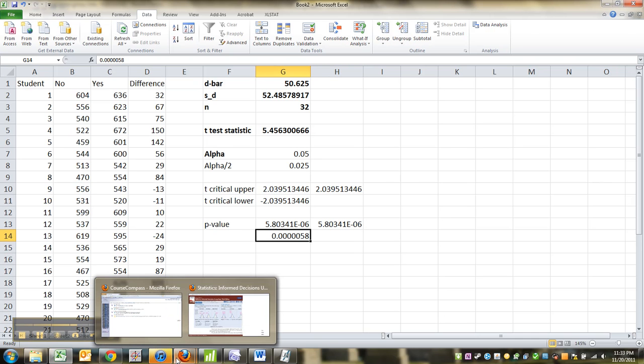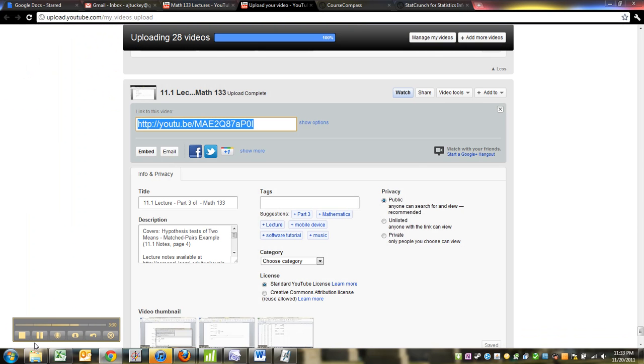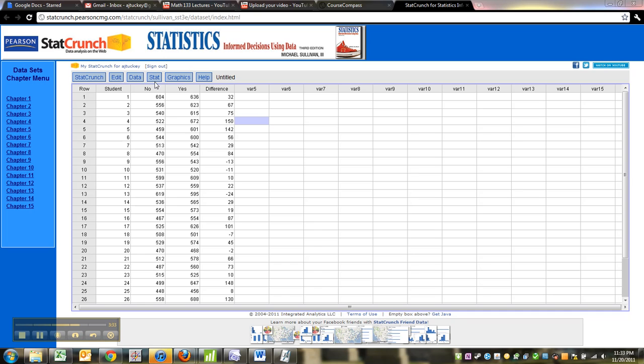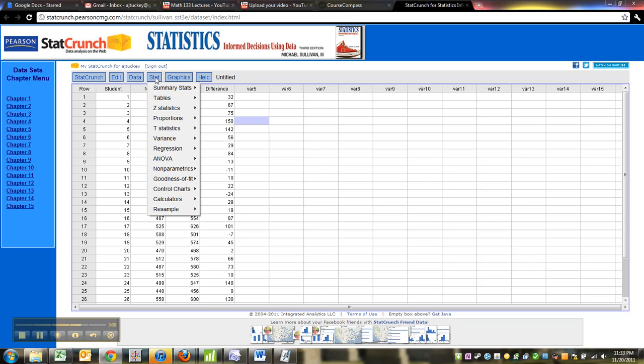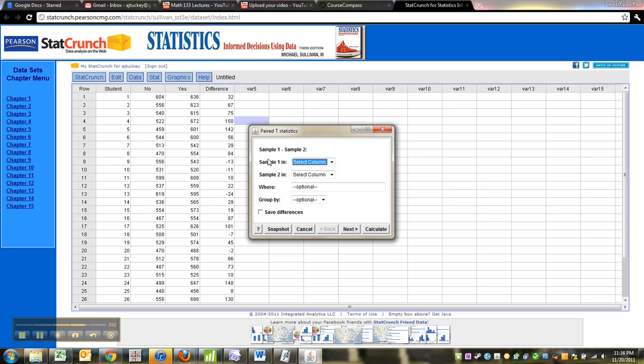Okay, so new school Excel, old school Excel, either way it can work. All right, what about StatCrunch? Because we know that we tend to like StatCrunch a little bit better, at least I do. Okay, here's our data, students and no and yes, and the difference that we found. So you can do stat, T statistics. Okay, we're doing a paired data set here. See that? Paired. And it's going to say, what's your sample? So it's going to take sample 1 minus sample 2. We wanted yes to be the first sample because that was the one we did first. So we're going to take the yes minus the no.